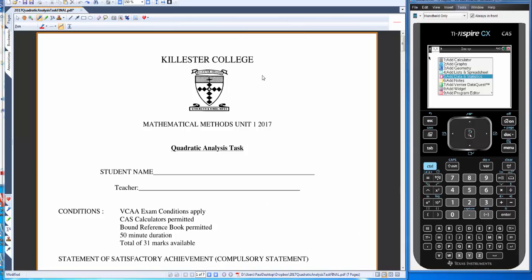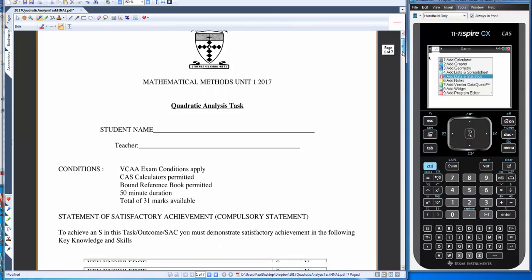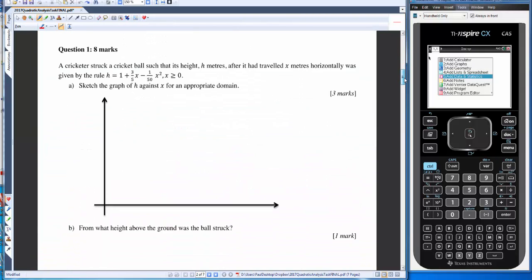These are the solutions to the 2017 quadratics analysis task. So let's get cracking. We've got a cricketer striking a cricket ball such that its height is h meters after it's travelled x meters horizontally.